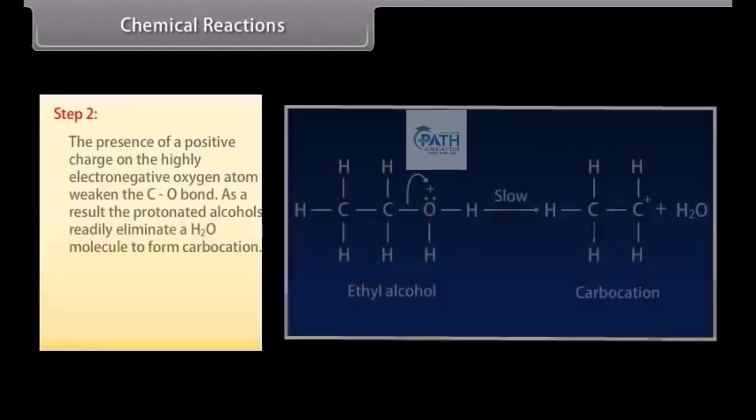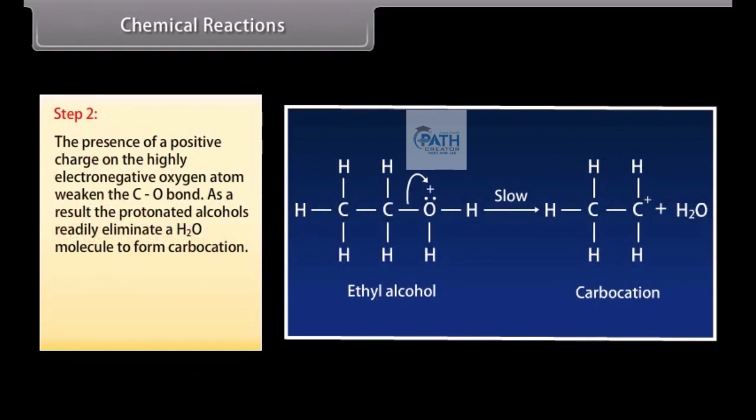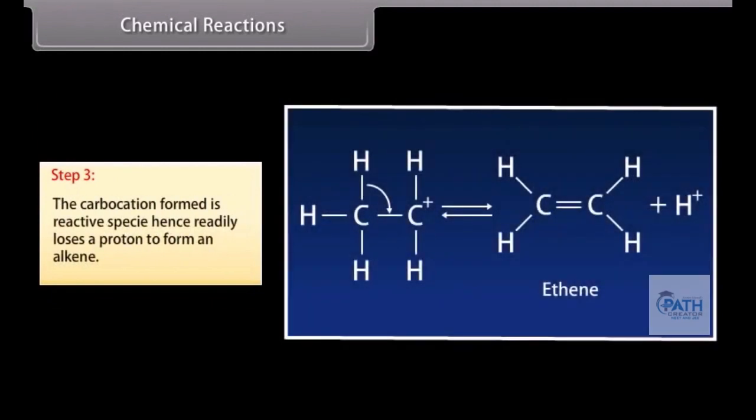Step 2. The presence of a positive charge on the highly electronegative oxygen atom weakens the C-O bond. As a result, the protonated alcohols readily eliminate a water molecule to form a carbocation. This is the slow step and therefore the rate determining step of the reaction. Step 3. The carbocation formed is a reactive species, hence it readily loses a proton to form an alkene.